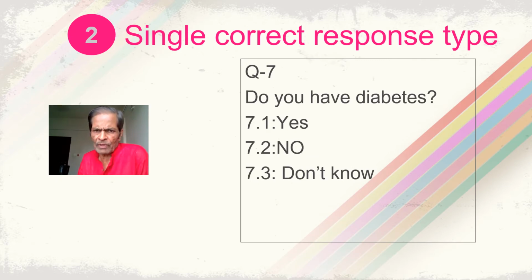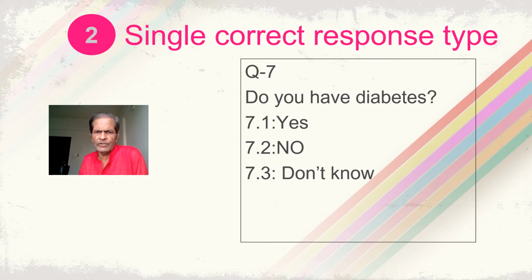Here is an example of the single correct response type of closed-ended question. Do you have diabetes? So this is the question, and the person may know that yes, he has diabetes, he may be taking treatment for diabetes, and he may say yes. The person may definitely know that he doesn't have diabetes. He might have tested a few days back, and then his or her answer will be no. And if these two are not possible, then the person may say, I don't know. He may not know for sure whether he is suffering from diabetes or not.